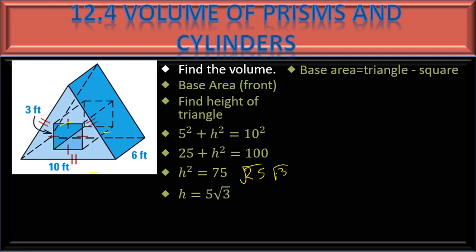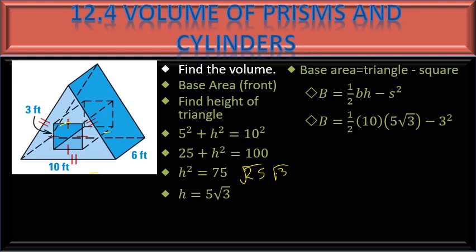All right, so the base area would be this triangle minus the square. The triangle is 1/2 base times height. The area of a square is side squared. So the base of the triangle is the 10, the height of the triangle was 5 square root of 3, and the side of the square is 3. So 1/2 times 10 times 5 square root of 3 minus 3 squared. Put that in your calculator, you get approximately 34.301.